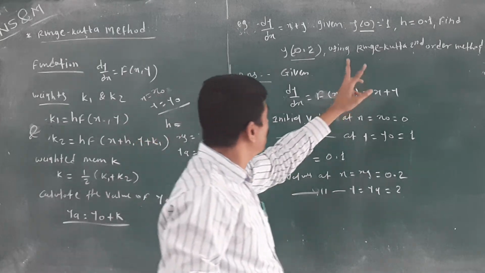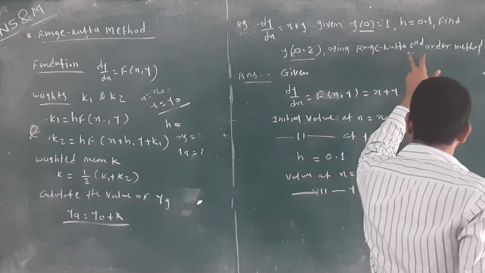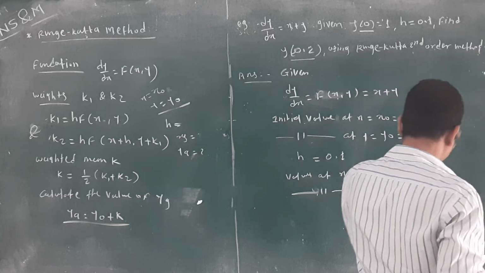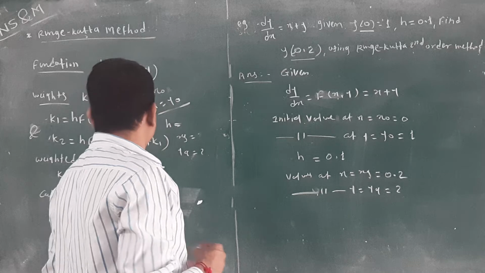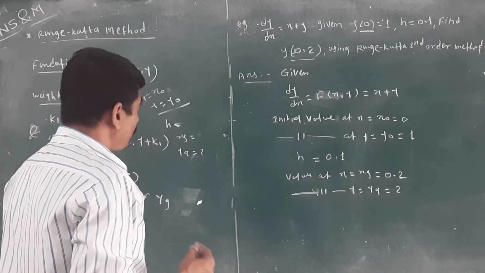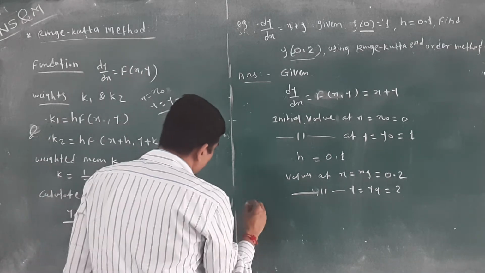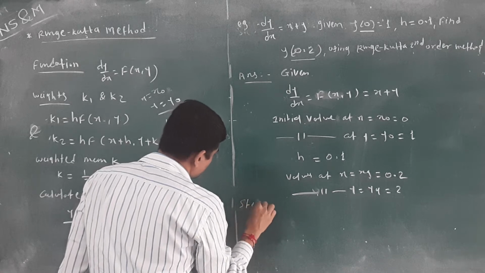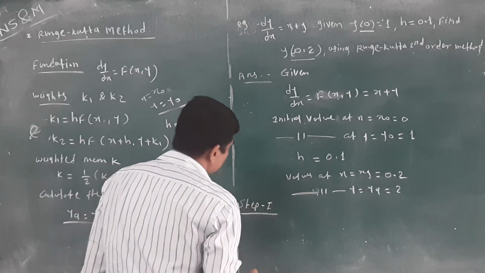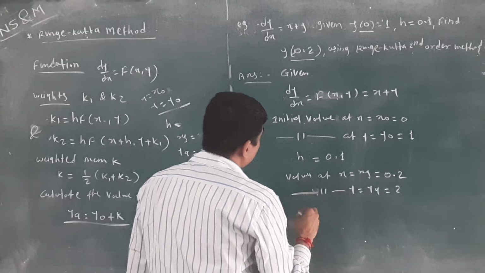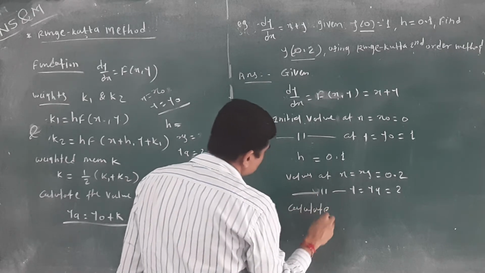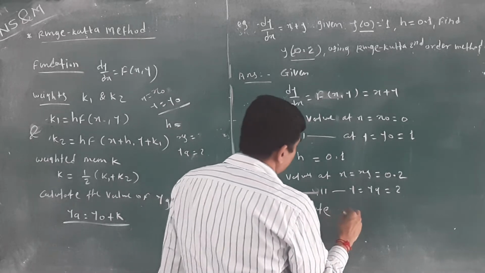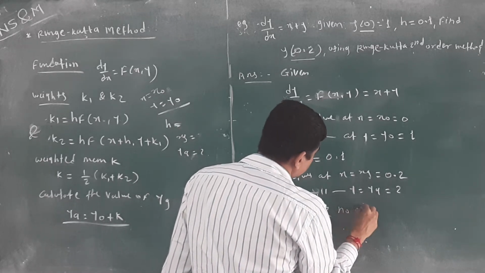Here we want to use the Runge-Kutta second order method. We have seen it in detail. I will tell you how to solve the given numerical step by step. First, step number 1, you have to calculate the number of steps. The same steps we have seen in the e-learning also.